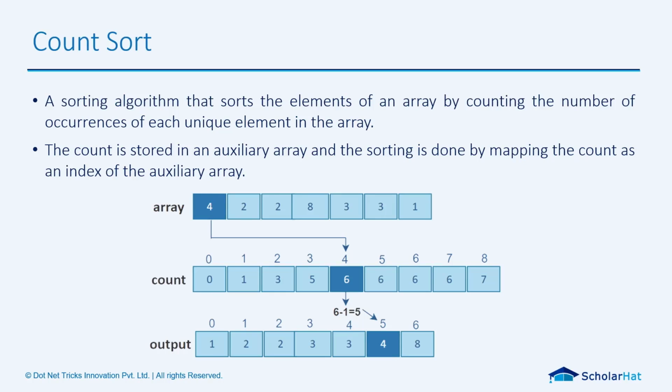The next sorting algorithm we're going to learn is the count sort. It is a sorting algorithm that sorts the elements of an array by counting the number of occurrences of each unique element in the array. Count sort is sorted in an auxiliary array, and sorting is done by mapping the counts as the index of the auxiliary array. So it's a very efficient algorithm.